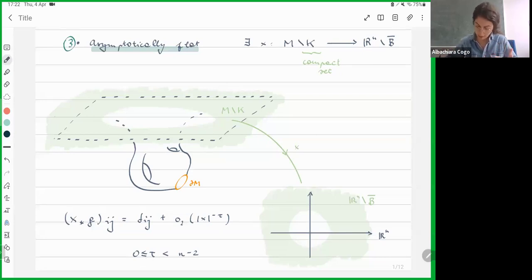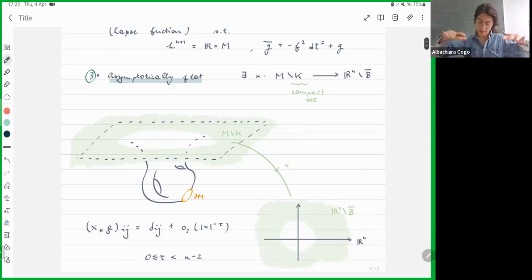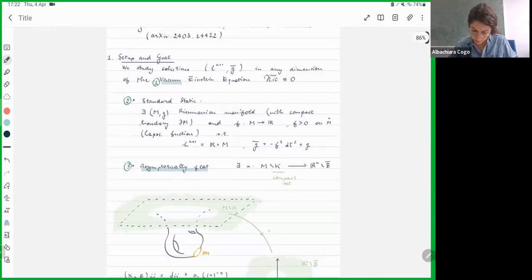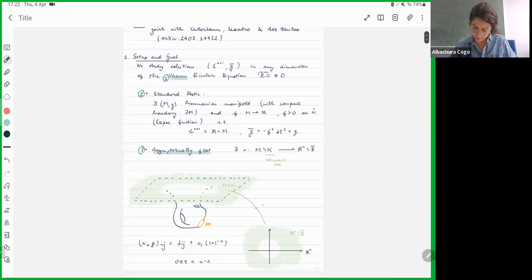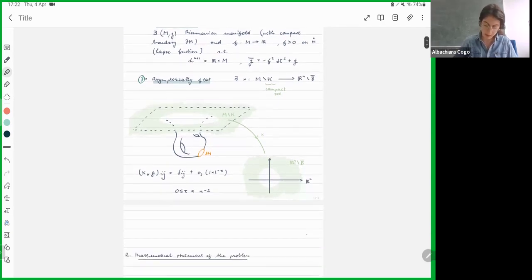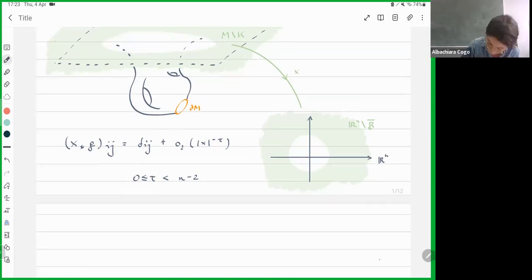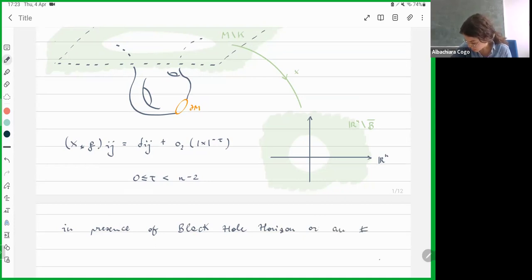This is important to compare our proof to other proofs, but it's not the most important thing. What you have to remember is this picture that maps the spatial infinity to R^n minus a ball. So, to summarize, we are in vacuum, we have a standard static solution and an asymptotically flat solution. And we studied this in this setup, a solution that has, in presence of a black hole horizon or an equipotential photon surface.